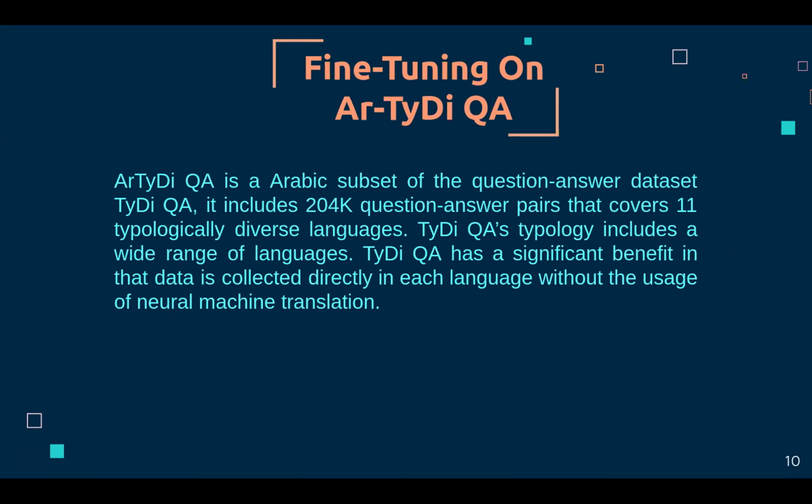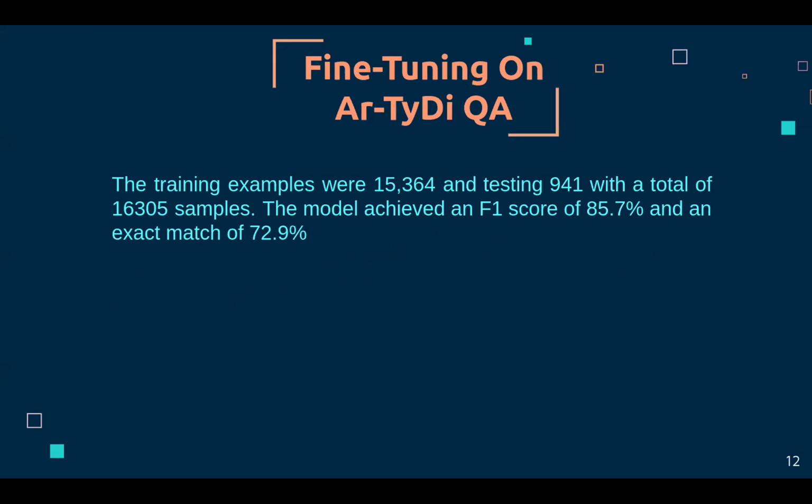The first component in the pipeline is fine-tuning on ARA-TyDiQA. ARA-TyDiQA is the Arabic subset of the question answering dataset TyDiQA. It includes 200 thousand question-answer pairs and covers 11 different languages. TyDiQA has a significant benefit: the data is collected directly in each language without using neural machine translation, as in Arabic SQuAD. ARA-TyDiQA is composed of 5,000 training examples, with 900 testing examples, with a total of 16,000 samples. Our model, AraELECTRA here, achieved an F1 score of 85.7 and an exact match of 72.9.